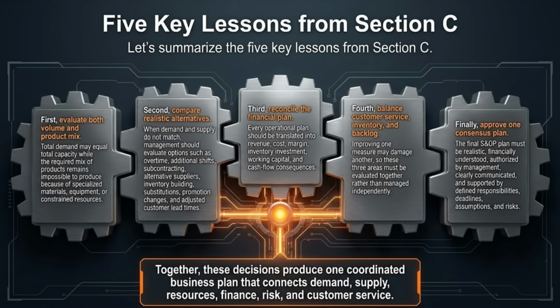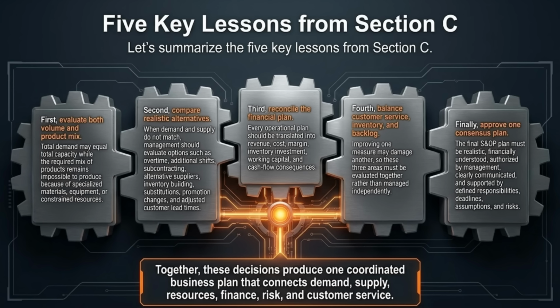When demand and supply do not match, management should evaluate options such as overtime, additional shifts, subcontracting, alternative suppliers, inventory building, substitutions, promotion changes, and adjusted customer lead times. Third, reconcile the financial plan. Every operational plan should be translated into revenue, cost, margin, inventory investment, working capital, and cash flow consequences.